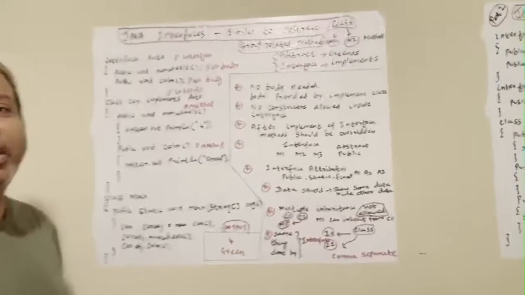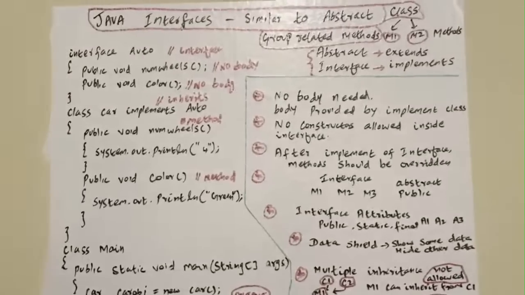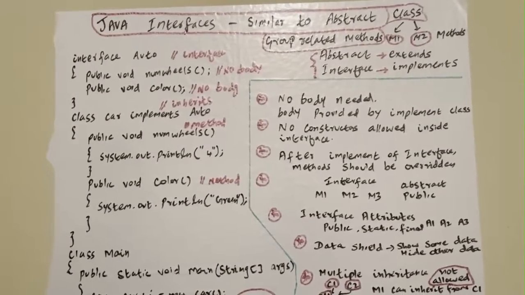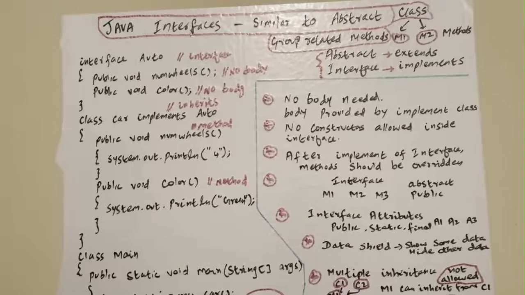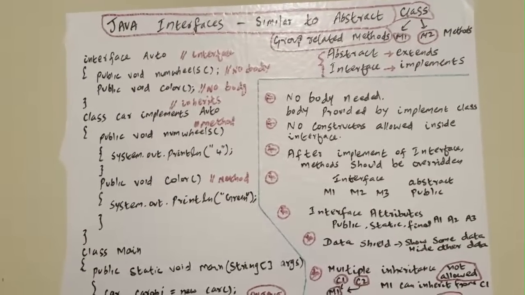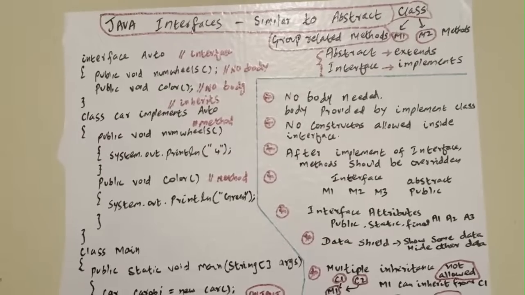Hi guys, we are back with more of the Java advanced topics. It's called interfaces. In the previous chapters, we talked about how inheritance and polymorphism work. Let's talk about interfaces today.